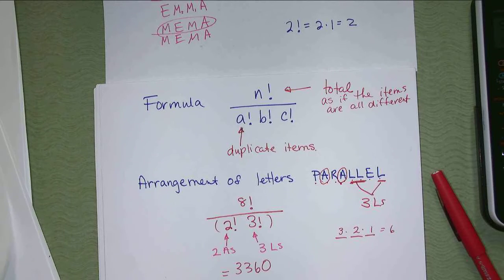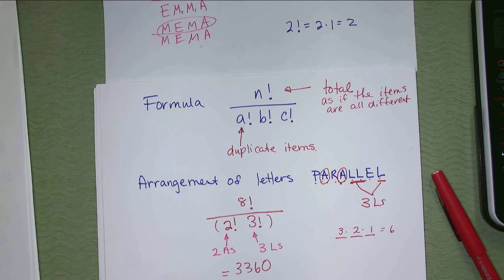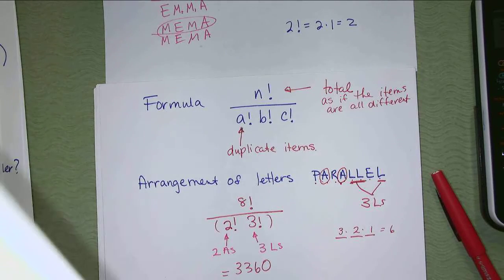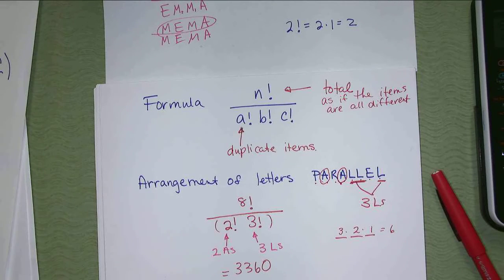Okay, so let's take a little break, and then we'll do the permutation combination examples after the break. Really the combinations, but we'll add ones that look like permutations. Okay.